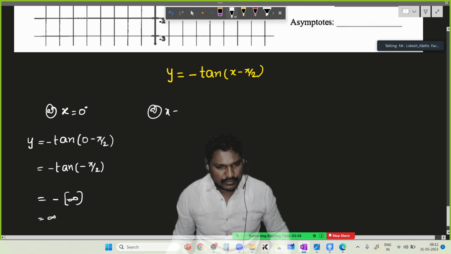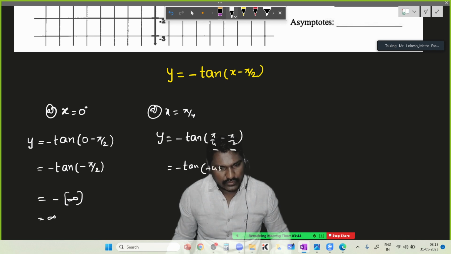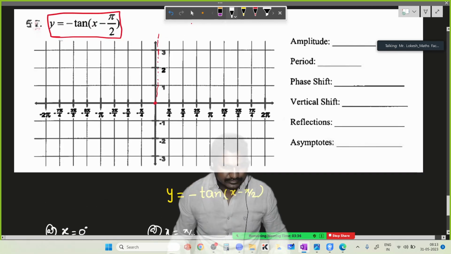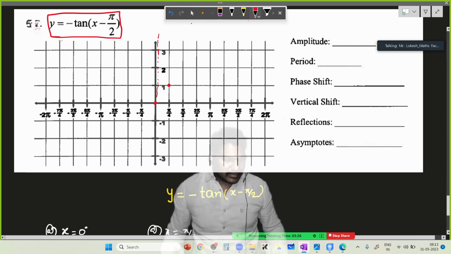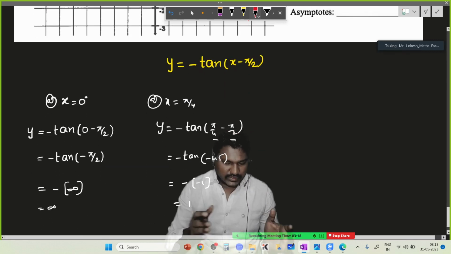So at x is equal to pi by 4, y is equal to minus tan of pi by 4 minus pi by 2, so y is equal to minus tan of 45 minus 90, which is minus 45. So it becomes minus of minus 1, which is 1. That means at x is equal to pi by 4, the value is absolutely 1. Okay, then we'll move on to pi by 2. We'll just find some 5 values, then we'll plot the graph.